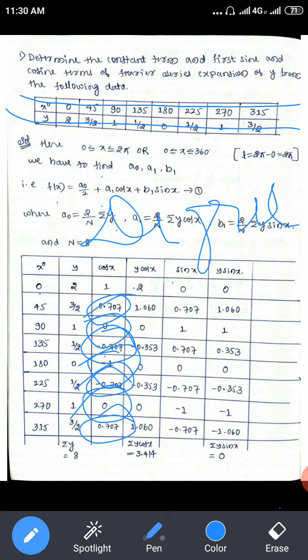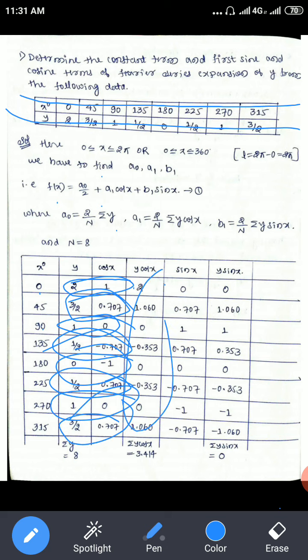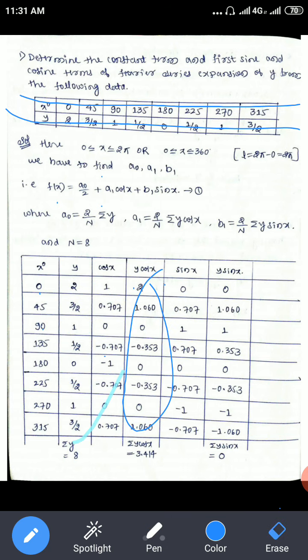Okay, y cos x I want. So this is y and this is cos x. Everyone you can see here. Next I want y cos x. Multiply and write it here. This is y into cos x. This into this, this into this, this into this, this into this. You are going to get it here. Okay, so I got y cos x.